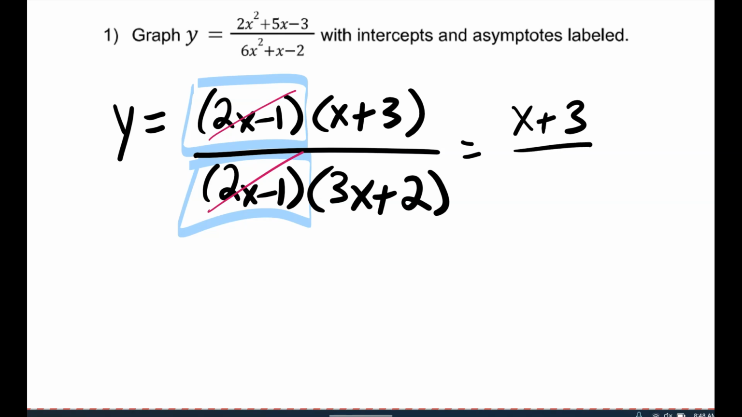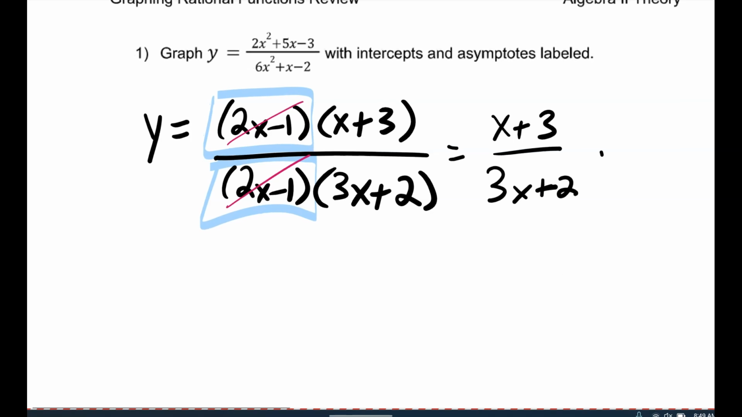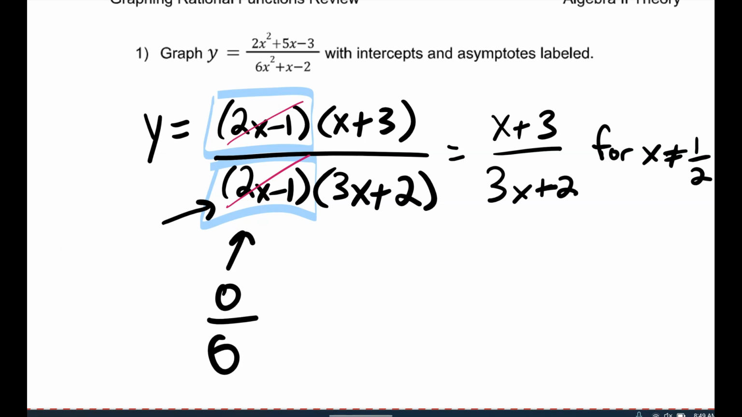And I'm going to say that my original function behaves exactly the same as x plus 3 over 3x plus 2 as long as x does not equal 1/2. And the reason I'm picking 1/2 is because that's the value of x that would make 2x minus 1 equal to 0. And if 2x minus 1 was equal to 0, then this entire fraction would just be 0 over 0, and it very much would not be the same as that.